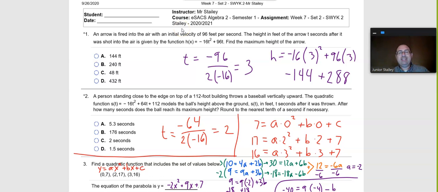We're back for week 7, set 2, SWYK 2. I know, too much excitement for a math teacher this late at night.